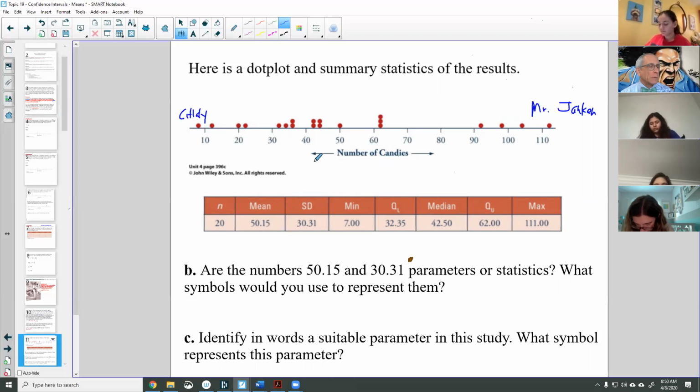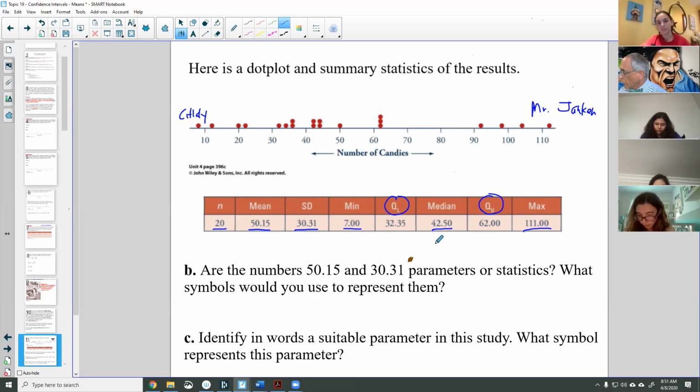So this is what the dot plot looked like, and this is the summary of statistics. Our n was 20, and it turned out that the mean was 50.15 with a standard deviation of 30.31. That's a large standard deviation relative to the mean and the number of M&Ms in total. The minimum number taken was 7. The median was 42.5. The max was 111. And then they gave us Q1 and Q3. So we have a nice 5-number summary here as well.